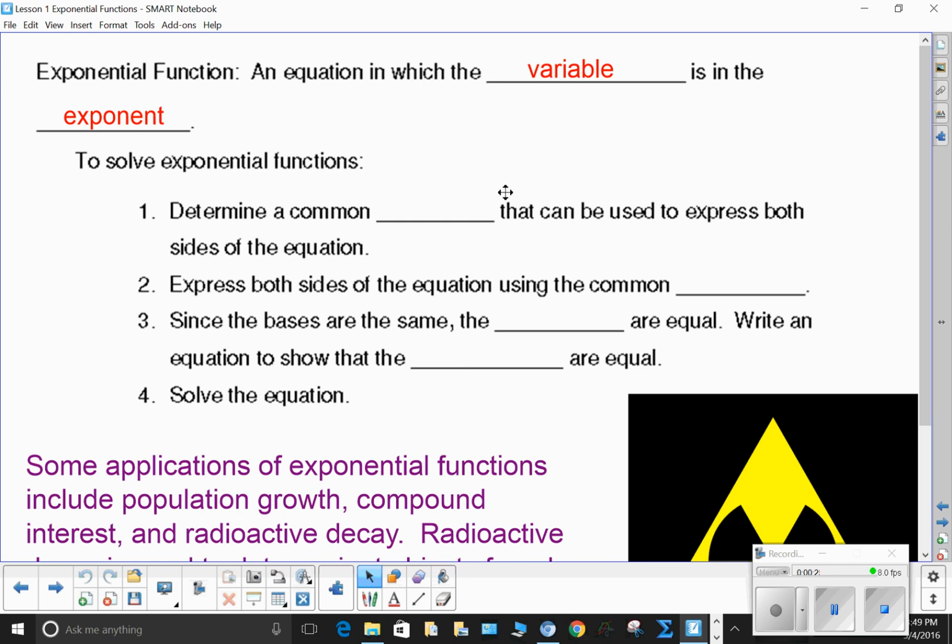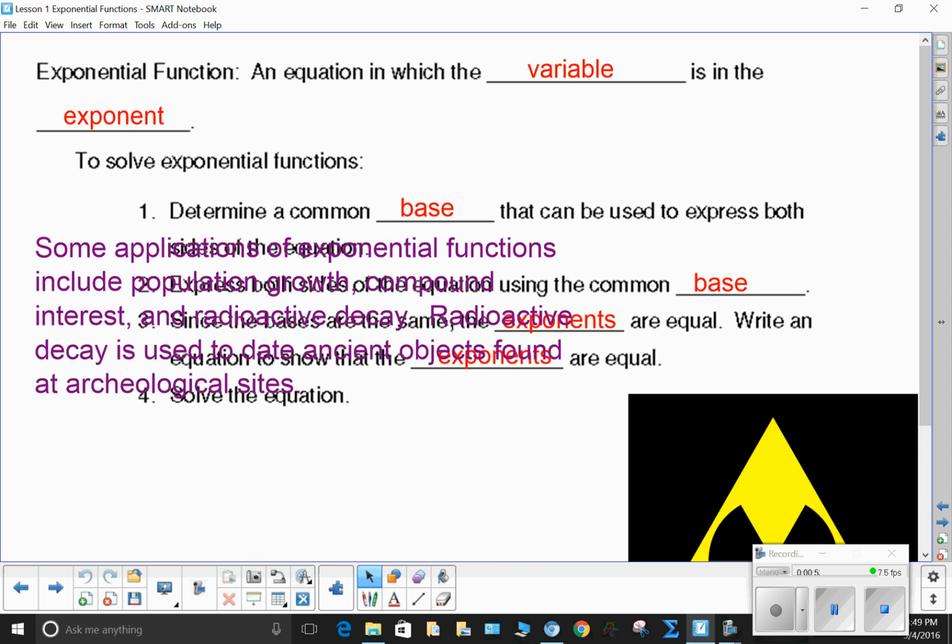Now, an exponential function is an equation in which the variable is in the exponent. Exponential, variable, and exponent. To solve such functions, you need to first determine a common base that can be used to express both sides of the equation. Then, express both sides of the equation using this common base you've determined. At this point, since the bases are the same, the exponents must be equal. Therefore, you can write an equation to show that the exponents are equal. And then you simply solve that equation.